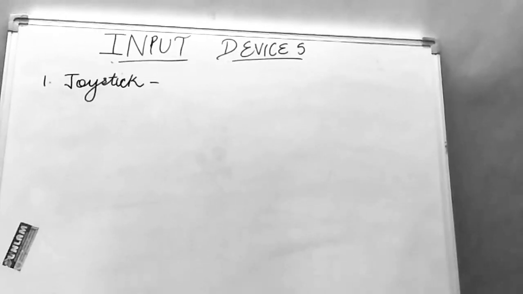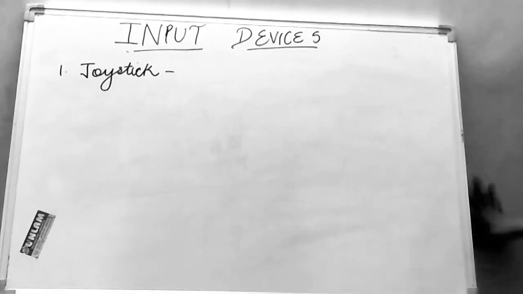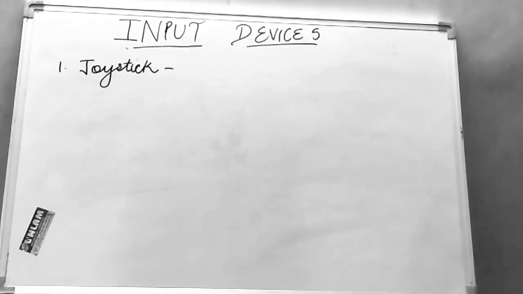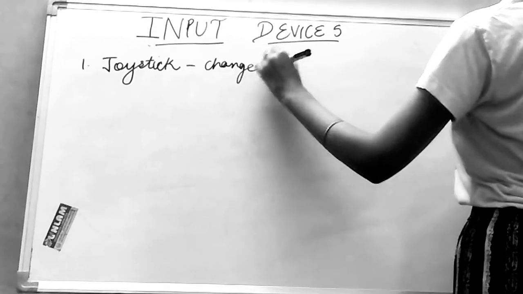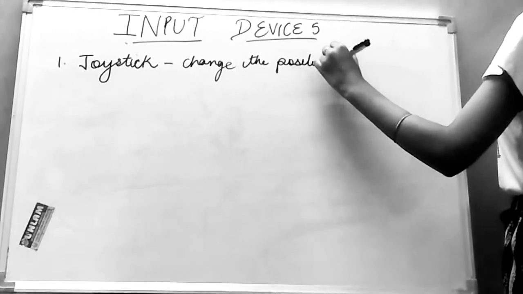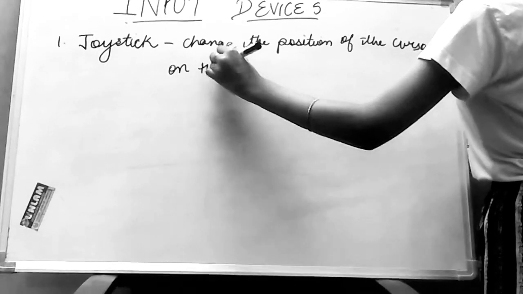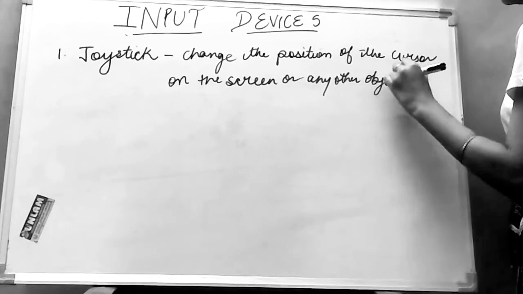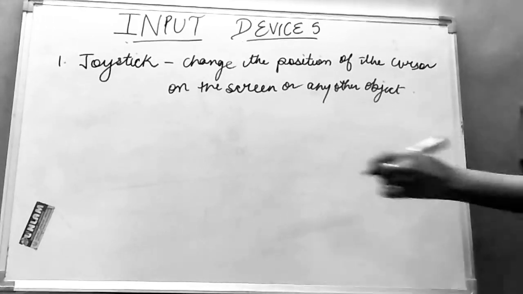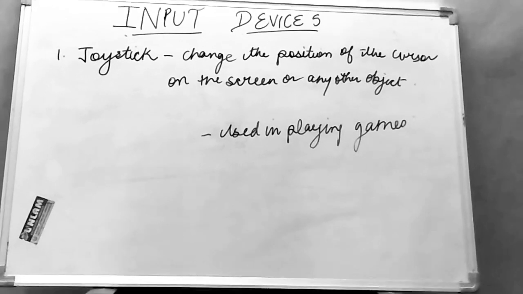The first one is joystick. What is a joystick? Joystick is an input device which is used to change the position of the cursor or any other device or object on the screen. It is mainly used in playing games.